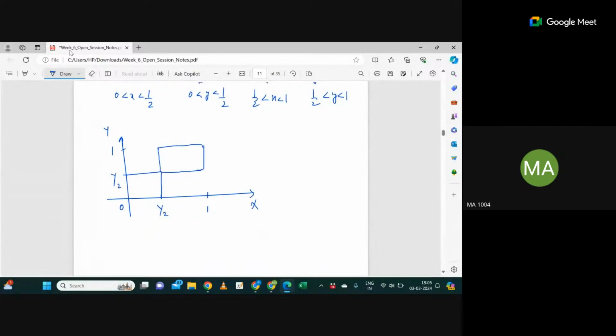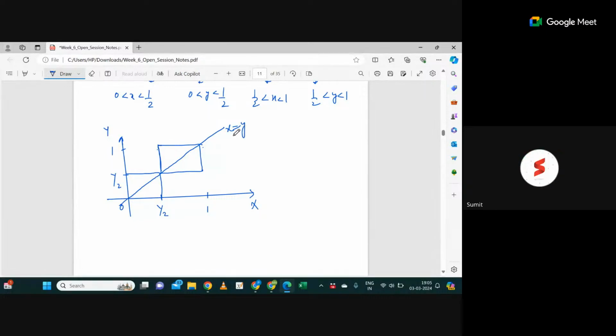It should be a proper square actually. Okay, so suppose I'm asking for x greater than y, x equal to y. So this will be the line, right? X equal to y, yes or no?